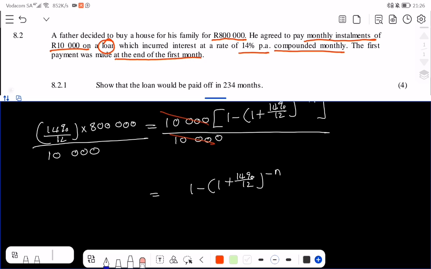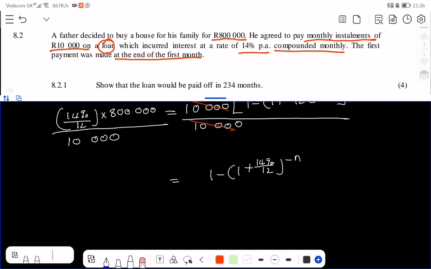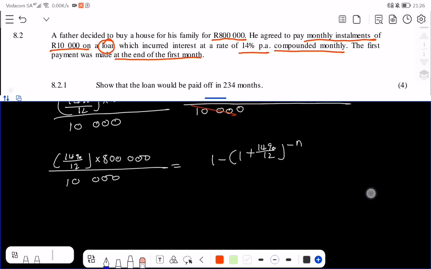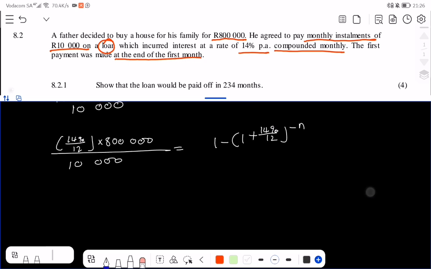Then now on my right hand side, you can see I'm still having this, so it is up to you guys. Let me just write this the way it is for the last time. Divided by 12 times 800,000 divided by 10,000. I'm having this, so I'm working towards this n. It has to act as the subject of the formula at the end.